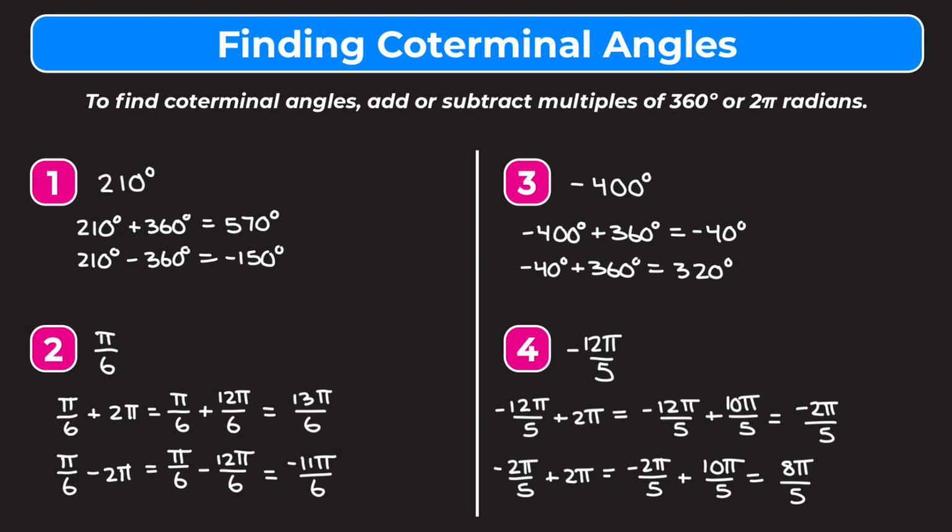Hopefully this video helped you guys understand what coterminal angles are and how to find them. Just remember that to find coterminal angles, you're just going to add or subtract a full rotation. So either add or subtract 360 degrees or 2 pi radians, depending on what units your angle is given to you in.